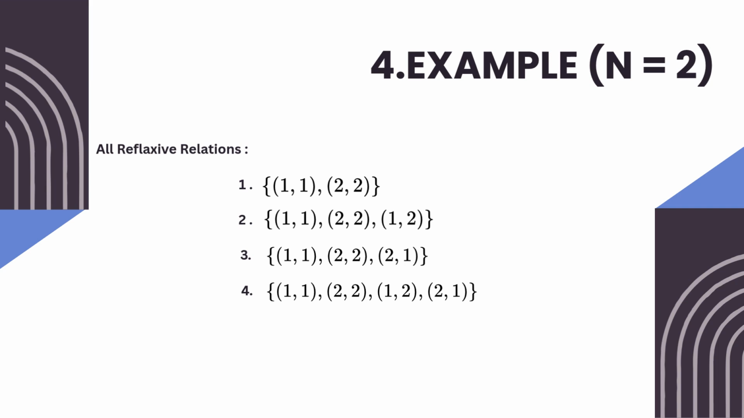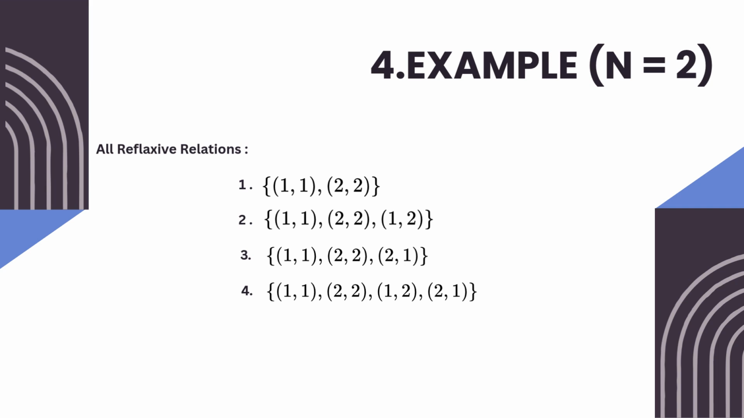Then we have two optional pairs, (1,2) and (2,1). By adding none, one, or both of these optional pairs, we get the four possible reflexive relations shown here. So this slide proves that for n equal to 2, the number of reflexive relations is 4.